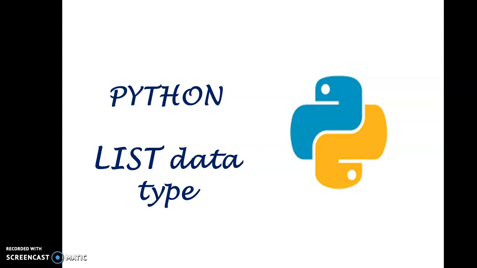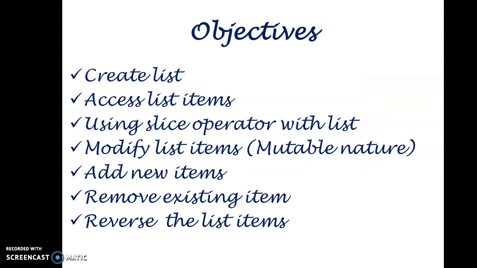A list is basically a collection of data items stored in a particular order, and we can put anything we want into a list, and that makes a list a powerful data type. In this video we will talk about all the operations we can perform on a list. We will see how to create a list, how to access elements of a list, and the modifications we can make on a list. We can add new items, we can also remove items from the list, and we can reverse the list items.